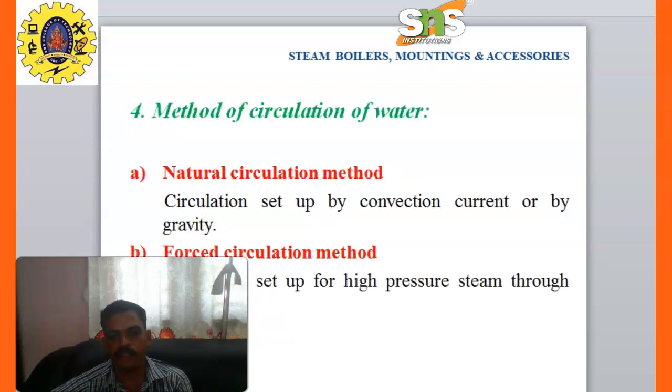Method of circulation of water: natural circulation method and forced circulation method. In natural circulation, the circulation is set up by convection currents or by gravity. Forced circulation method is the second type. The circulation is set up for high pressure steam through pumps.